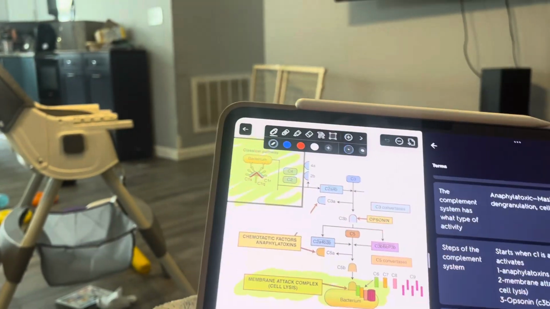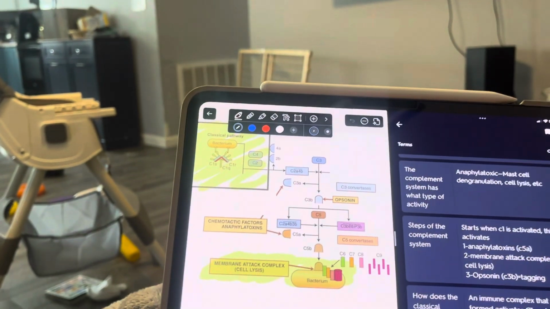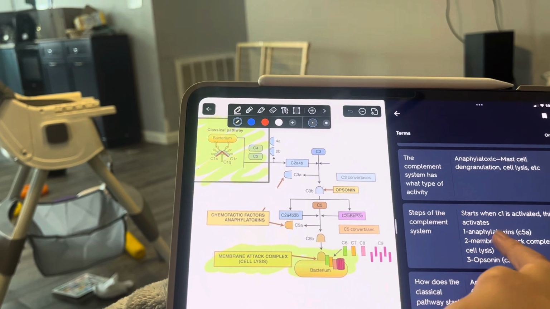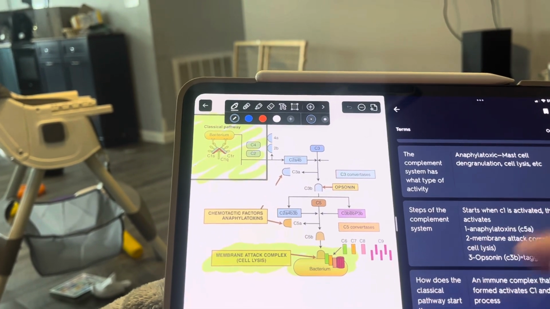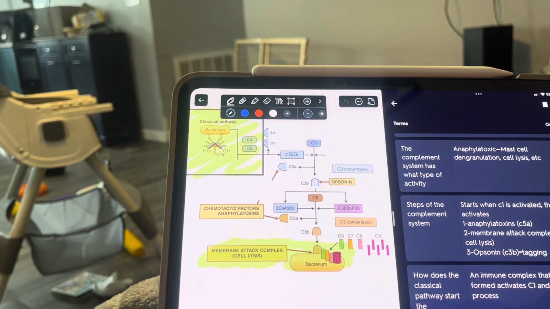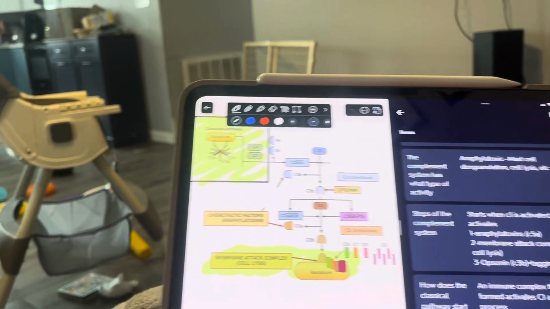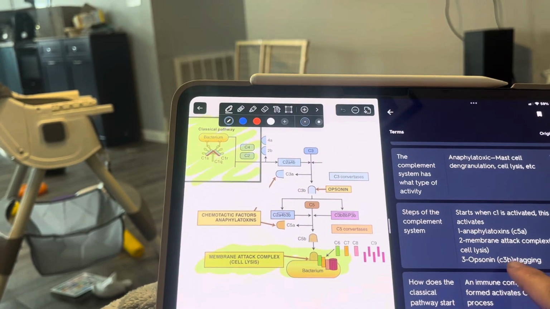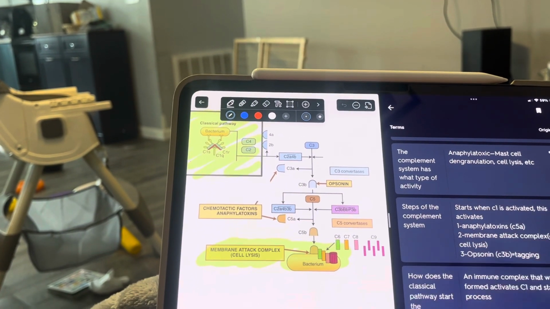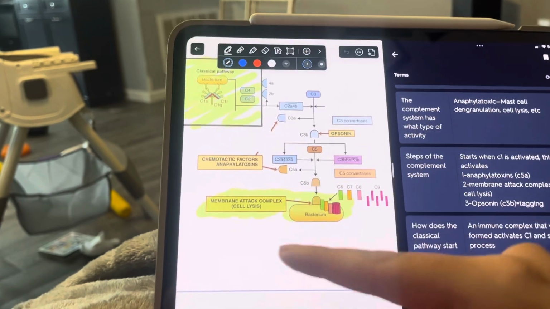So a bacteria comes in, and somehow our complement system is activated. Anaphylactoxin, C5a, is activated so we can release histamine. Membrane attack complex, otherwise known as C5b, is activated so we can start lysing these cells. And then C3b, opsonin, is activated so we can tag the bacteria.